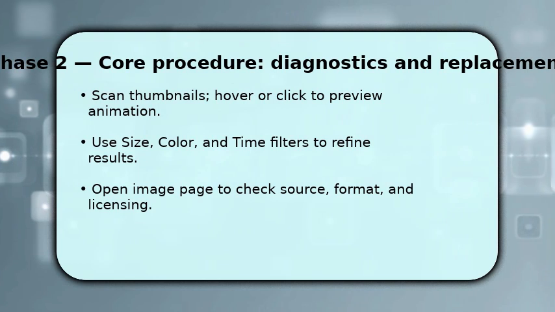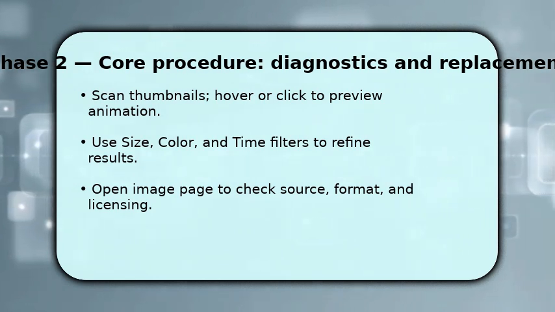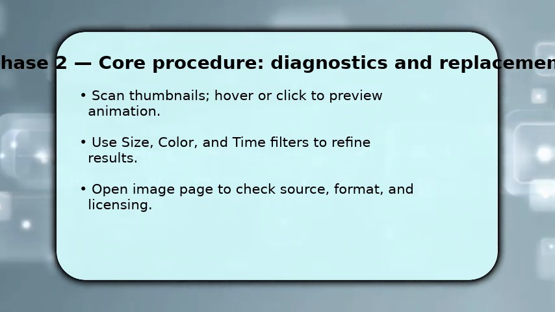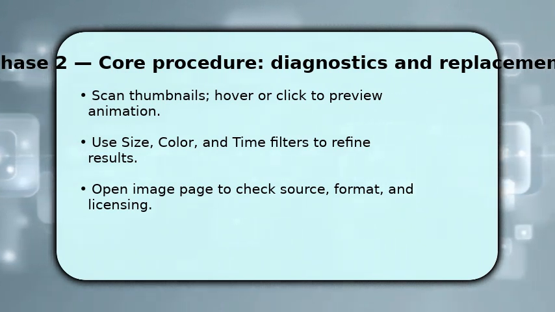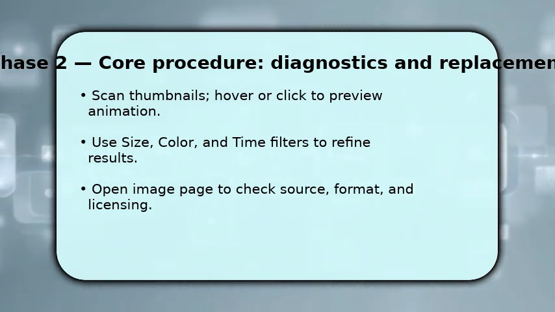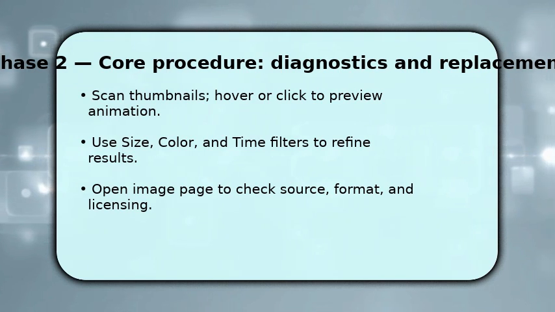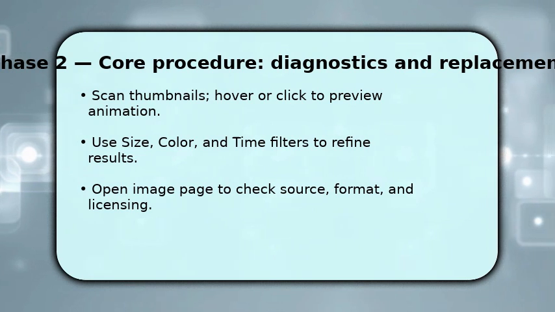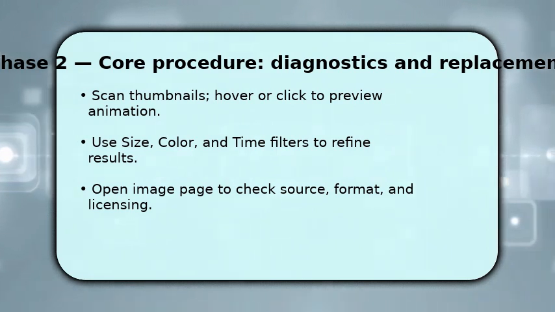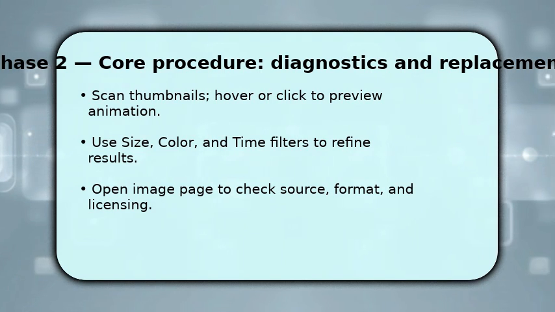Next, refine with size and color to find larger or transparent background GIF and use time to get recent uploads. When you find a candidate, open the image page to confirm file format and source. GIF, WebP, or MP4 behave differently. Also check usage rights via Tools Usage Rights. This prevents copyright surprises when you plan to reuse.